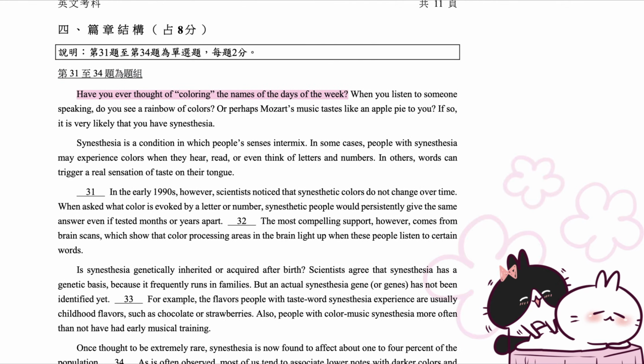Have you ever thought of coloring the names of the days of the week? When you listen to someone speaking, do you see a rainbow of colors? Or perhaps Mozart's music tastes like an apple pie to you? If so, it is very likely that you have synesthesia.